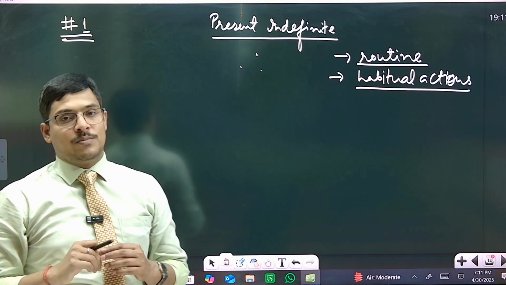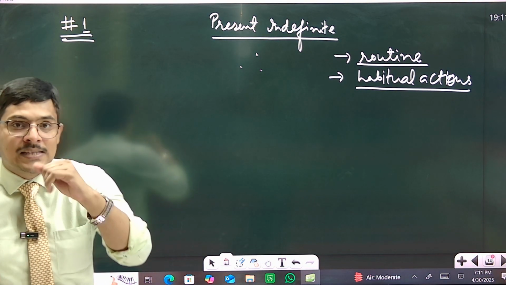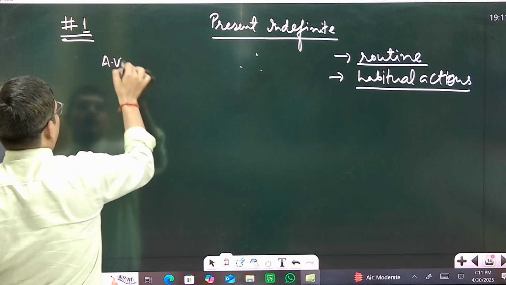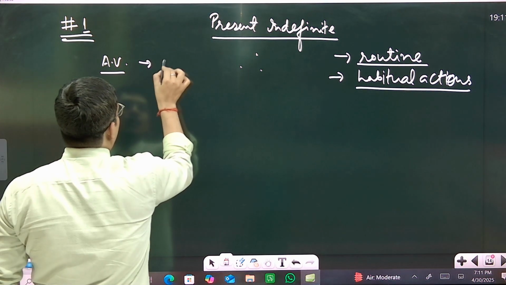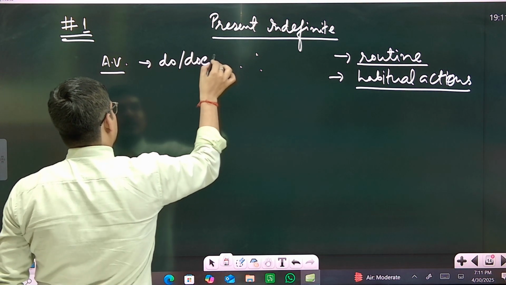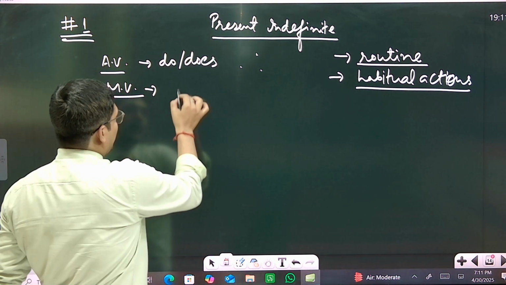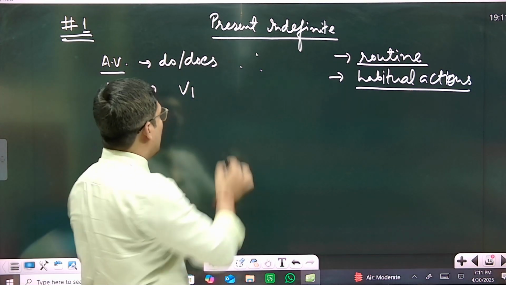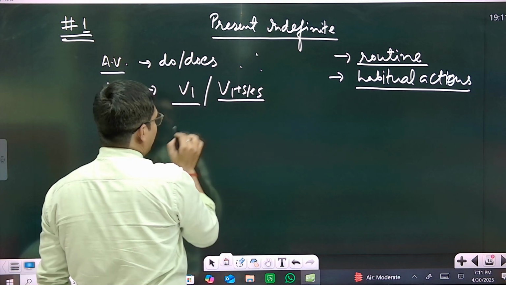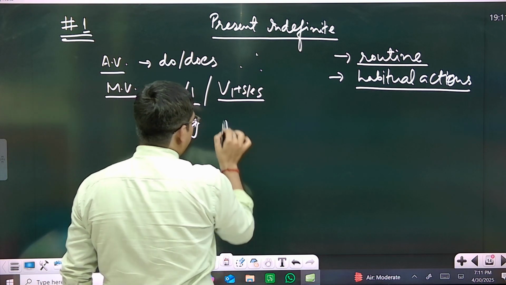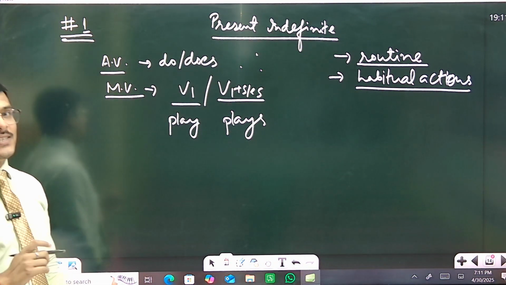Now, what will be the structure of this tense? In order to understand the structure, we will have to understand the basic elements. First of all, auxiliary verb. Which auxiliary verb do we use in present indefinite? We use do or does. Then main verb. What will be the form of main verb that we are going to use? We will be using either first form of verb, or with first form we will be using s or es. For example, play, plays. Making sense? Now let us proceed towards structure.